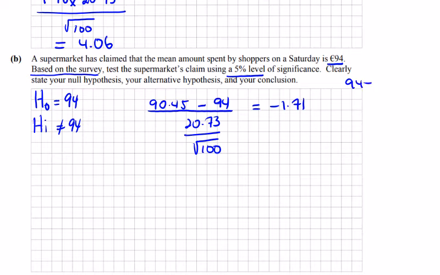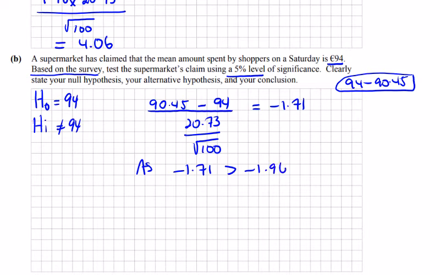If you tested it the other way around, you would get plus 1.71. It's not going to change the answer here and wouldn't be marked incorrect in an exam. So we can say minus 1.71 is greater than minus 1.96, fail to reject H0.